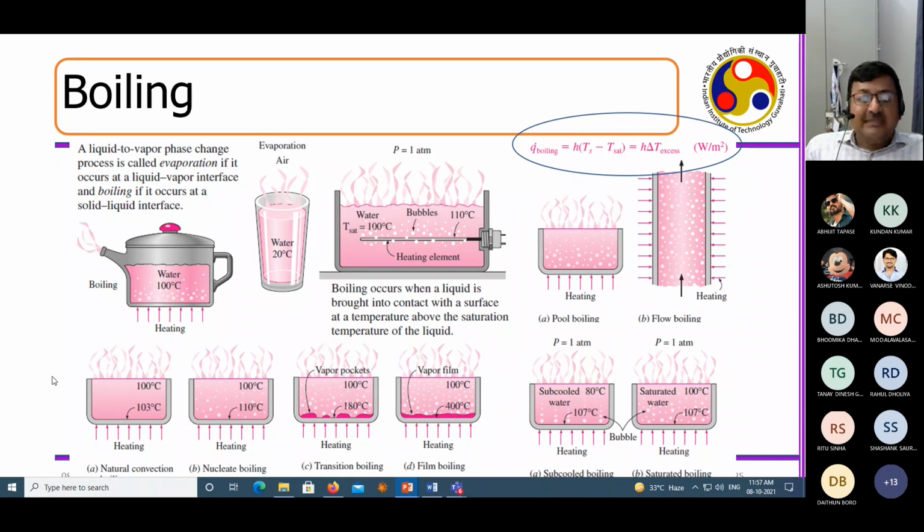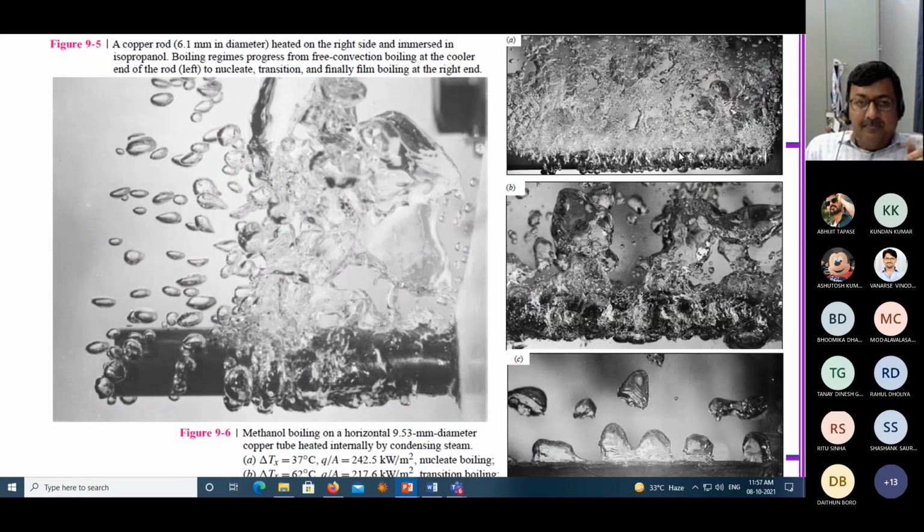Now this is a batch process. This can also happen in a continuous process. So if there is a pipe flow, it can also boil. Essentially in a heat exchanger, which is called a boiler, you can boil them. So this is a batch process and this is a continuous process. So what is the Q boiling? Q boiling is h into (Ts minus Tsat), that is delta T excess.